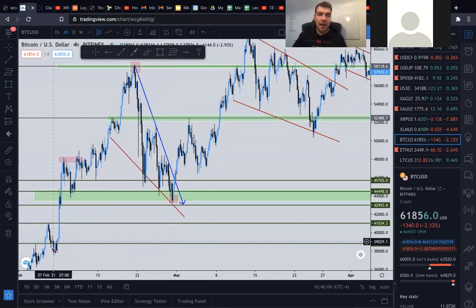So we got a low here, way higher high, a higher low, sorry. Higher low. This low is higher than this one, right? Now I'm going to take the Fibonacci. I'm going to go here, go to Fibonacci retracement tool.